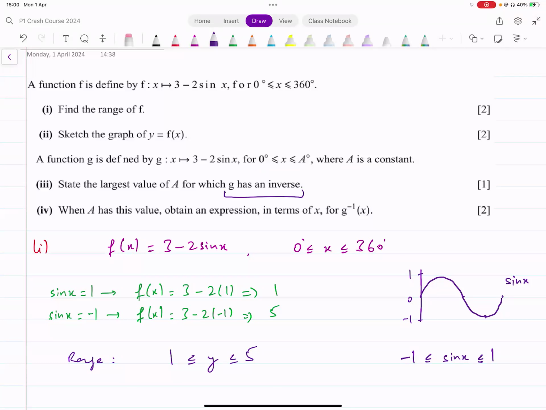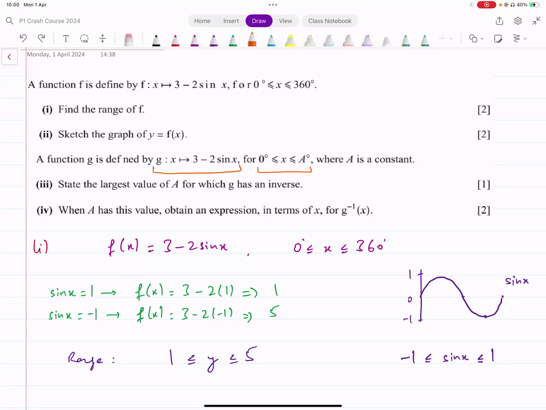Now remember, when a function has an inverse, what's the condition for that? A function has an inverse when it's a one-to-one function, right? So we basically need to figure out what's the largest value of a for which the function would be one-to-one. Okay, it's the same expression, but domain now is from 0 to a. So we're starting from 0. We have to see what could be the largest value of x until this function remains one-to-one.